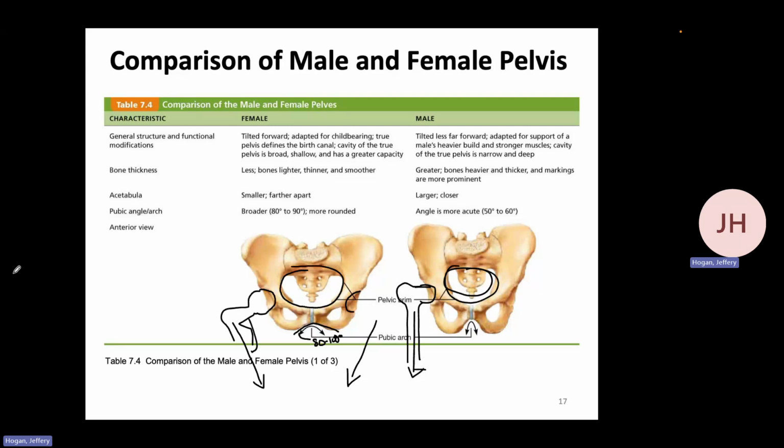So for purposes of quizzes and exams, you will likely need to list two differences between the male and female pelvis, right? I need you to be specific. Write the answer on the back and be thorough, right? Use complete sentences when you're describing the difference between the female pelvis and the male pelvis. One or two word answers are often vague and incomplete, right?